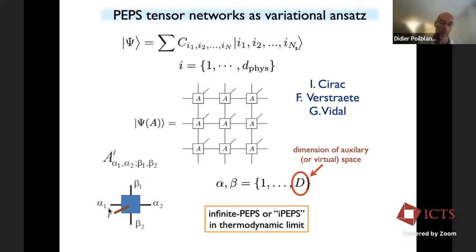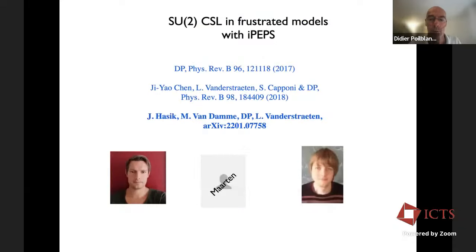And the coefficients of these tensors, which are shown here, will be my variational parameters. So we have extended this framework to describe chiral spin liquids in simple frustrated models. But here I will focus on a more recent result where we give evidence that we believe this framework is well adapted to describe chiral spin liquids, and there is basically no obstruction to do this, as was believed before. This is work with Uri Hazik, Van Dam, Lawrence van der Straeten, and myself.